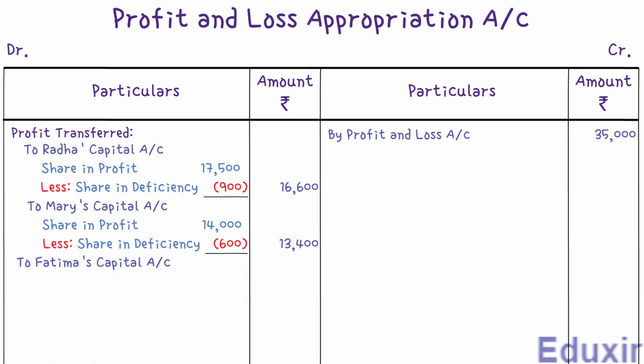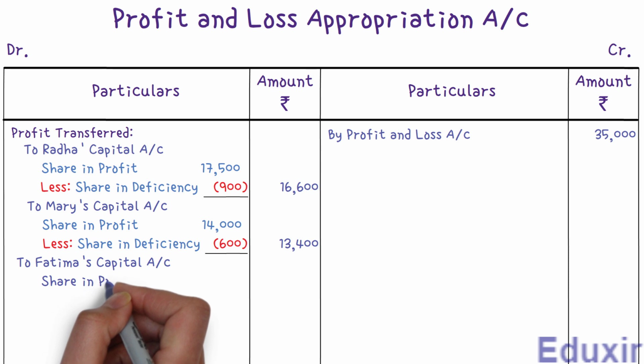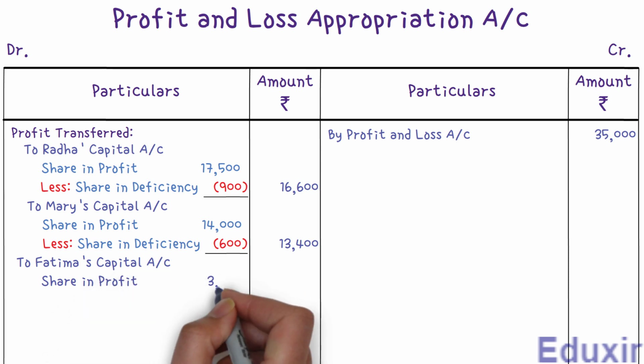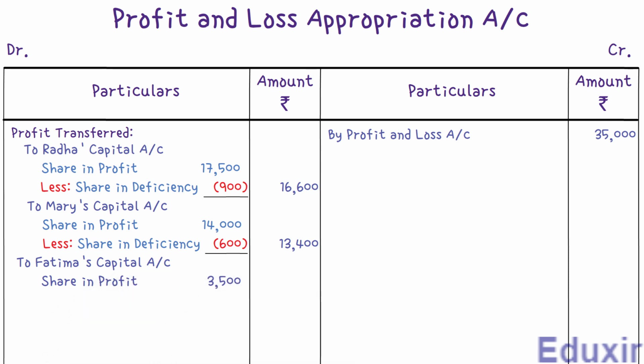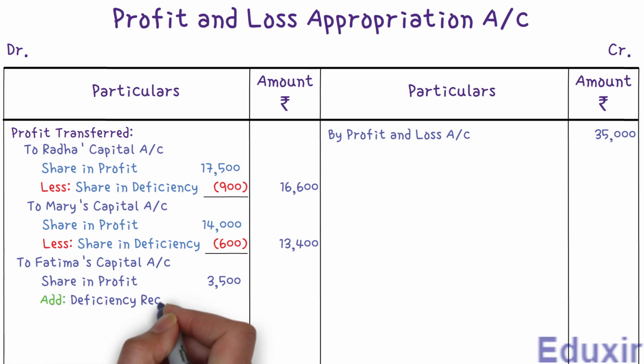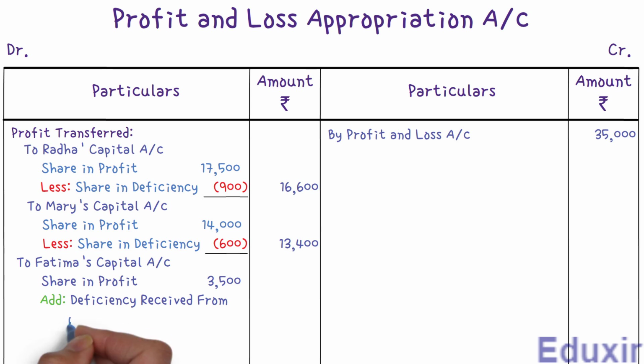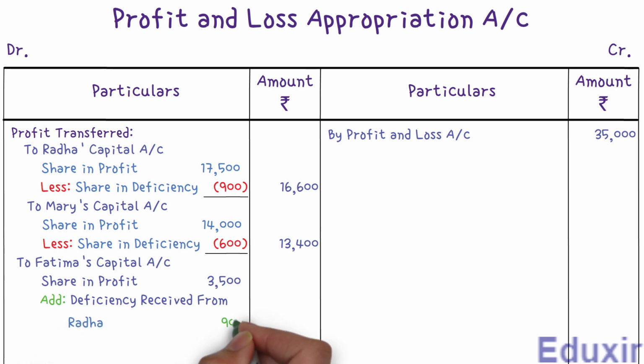Let's then write partner Fatima's share in profit calculated as per the profit sharing ratio, which is 3,500 rupees. To this, let us add the deficiencies received from other partners. Now, the contribution to this deficiency by the partner Radha is 900 rupees. The contribution to this deficiency by the partner Mary is 600 rupees. Now, to 3,500 rupees, if we add 900 rupees and 600 rupees, we get 5,000 rupees. Let's write this amount in the amount column.